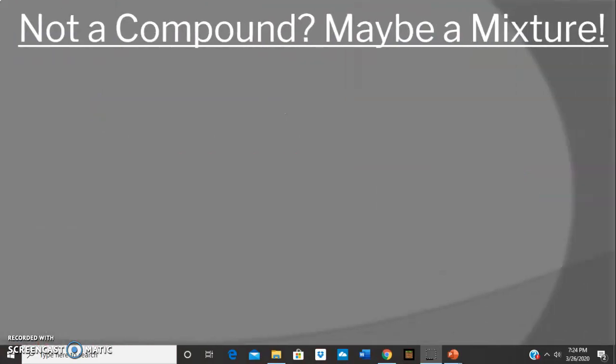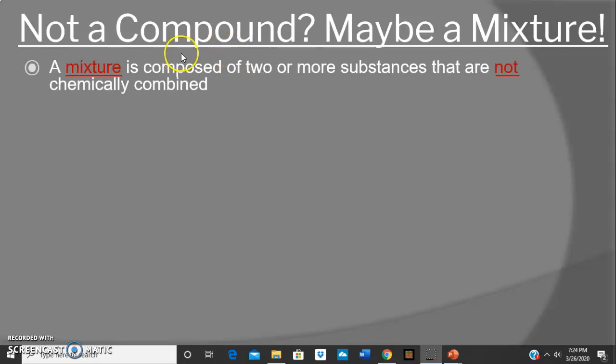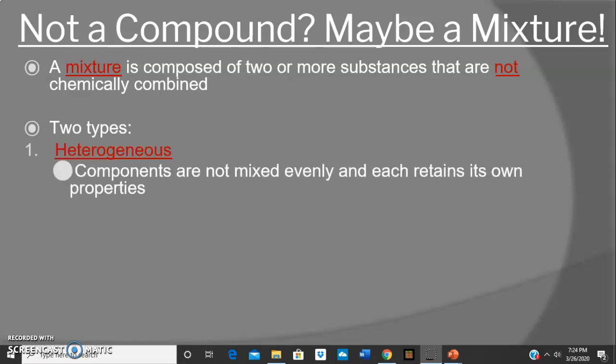All right, so if it's not a compound, maybe it's a mixture. A mixture is composed of two or more substances that are not chemically combined. So very important here, in a mixture, things are not chemically combined. There are two types of mixtures. There are heterogeneous mixtures, where the components are not mixed evenly and each retains its own properties. For example, trail mix is a heterogeneous mixture. The raisins and the M&Ms aren't combining to make one weird raisin M&M. They are together, but they're still their own separate pieces.